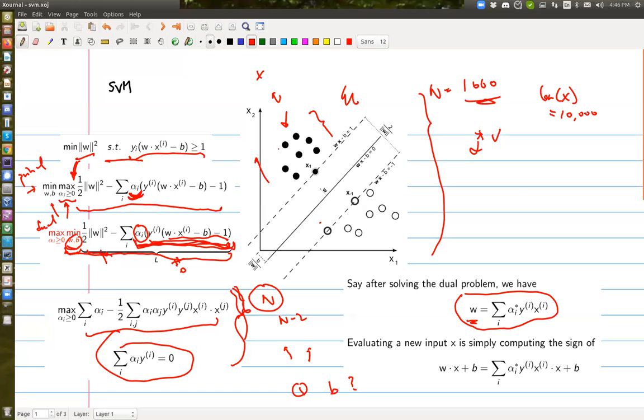Okay, let me just say it out. When we know the alphas, only for the support vectors will alpha be non-zero. So if you have 1,000 samples as your training data, you have 1,000 alphas here.